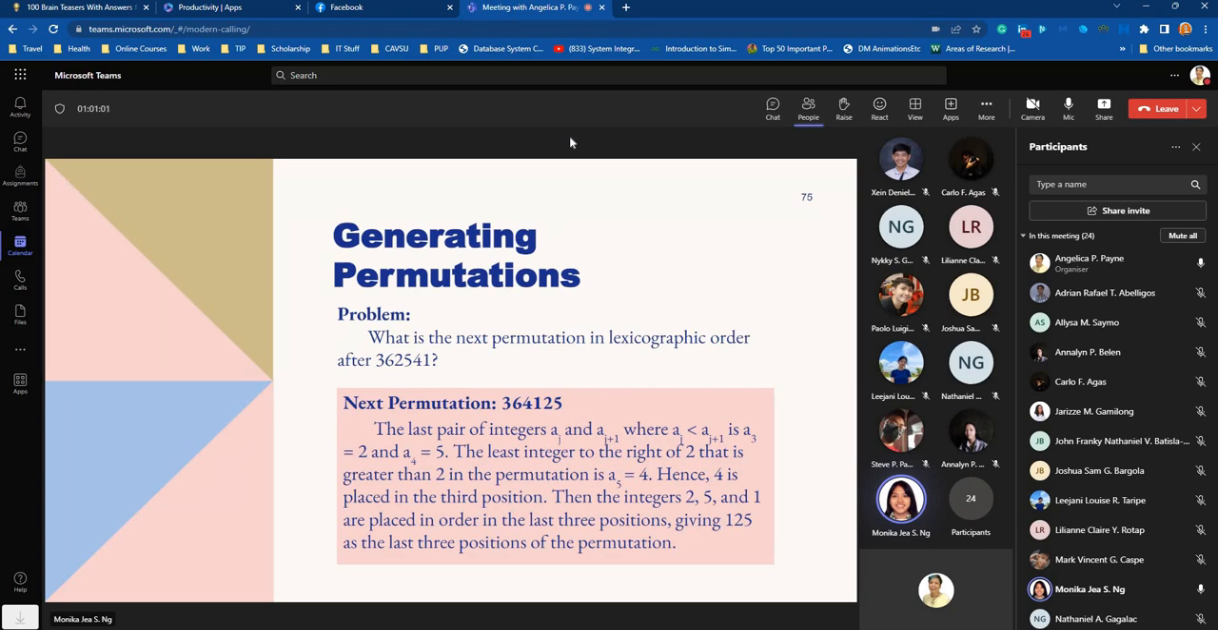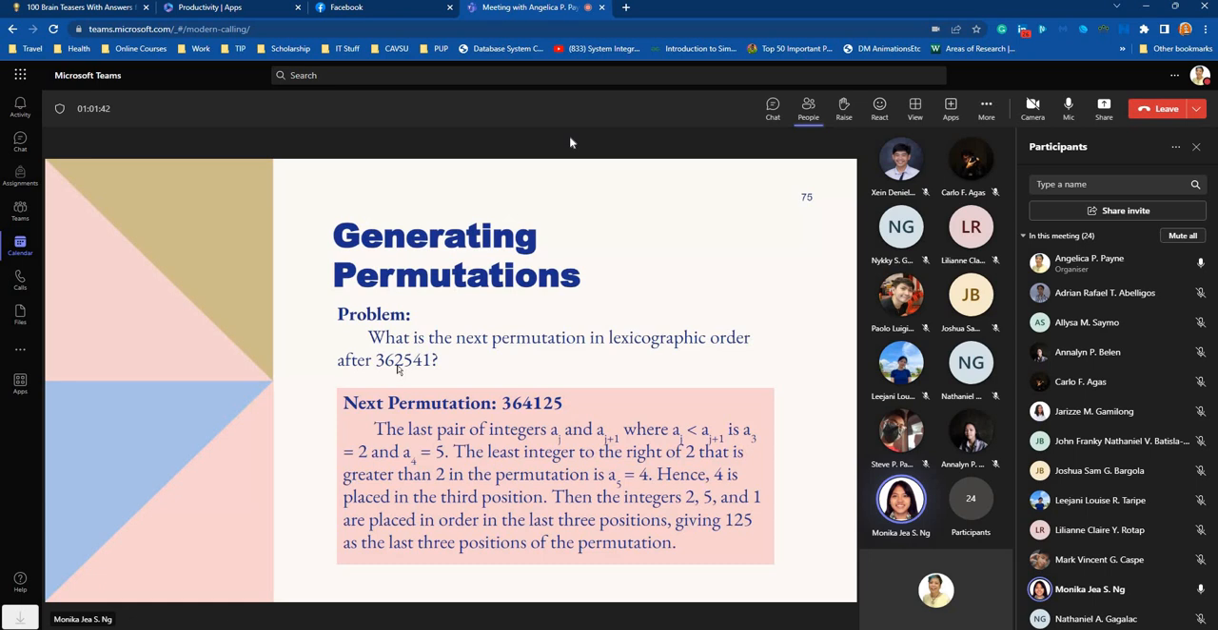But when it comes to numbers, the first number would be 1, then 2, 3, 4, 5, etc. So in this case, the next permutation is 3, 6, 4, 1, 2, 5. Why? Because the last pair of integers a sub j and a sub j plus 1, where a sub j is less than a sub j plus 1, is a sub 3, which is equal to 2, and a sub 4, which is 5. So we could see here the third number is 2 and the fourth number, j plus 1, 3 plus 1, is 5.